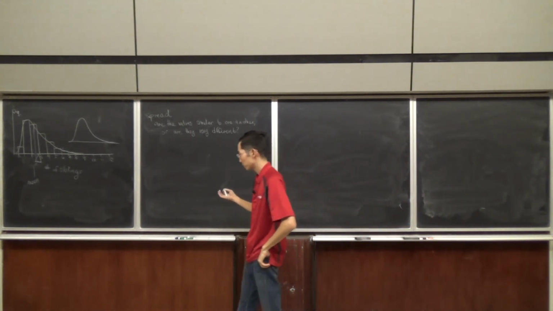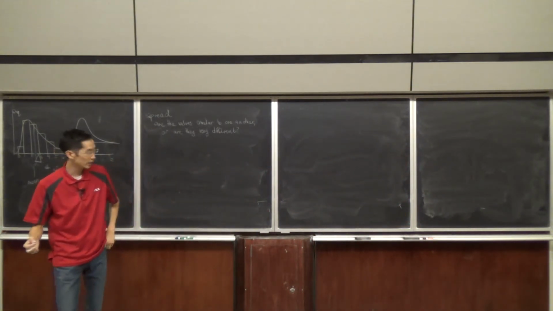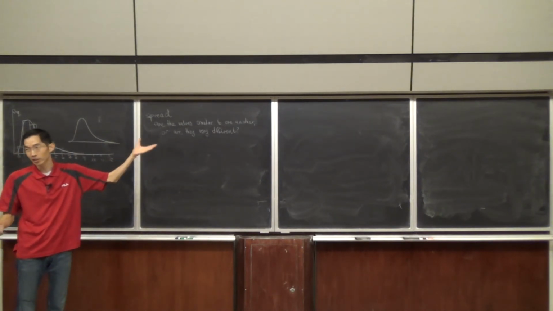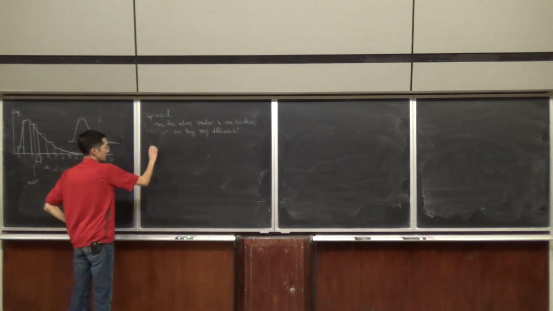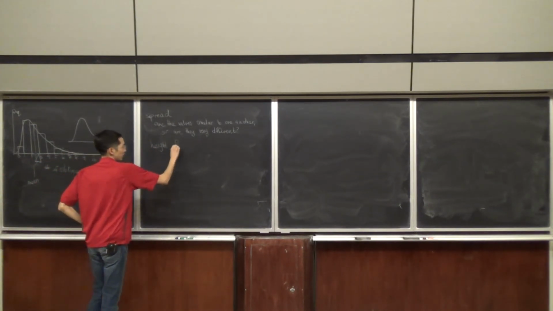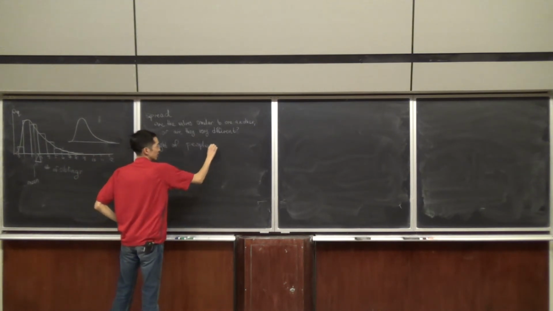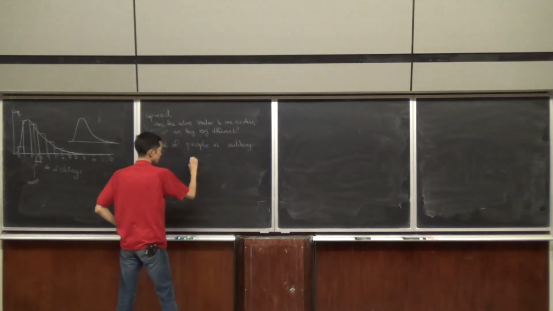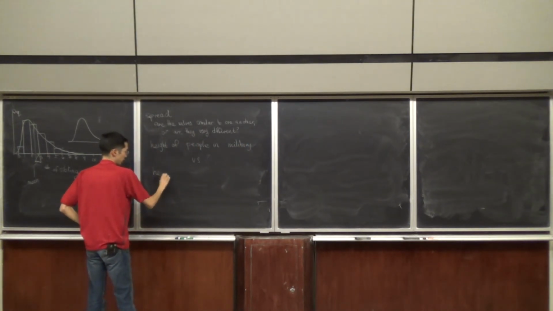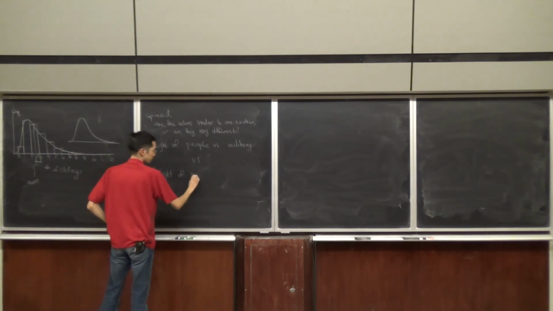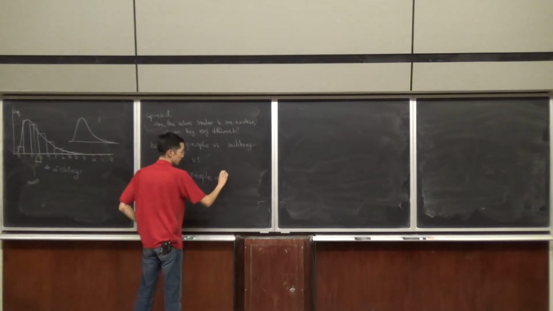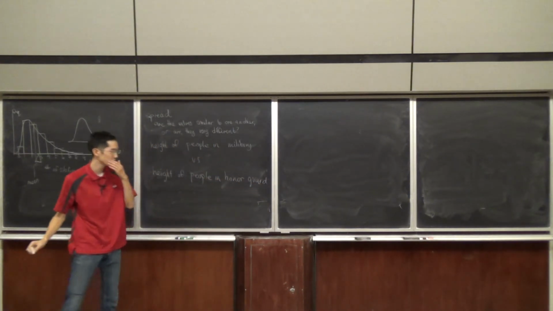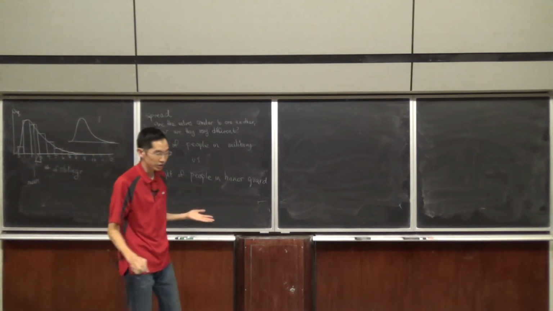So if we were to look at the height of people in the military versus people in the honor guard, let's look at the height of people in the military versus the height of people in the honor guard. What would our distribution look like?